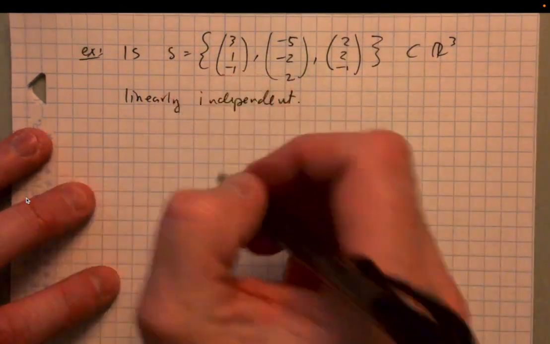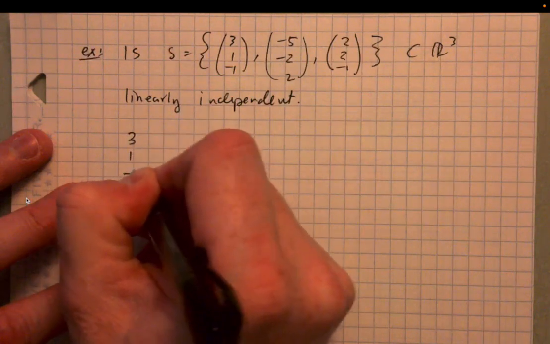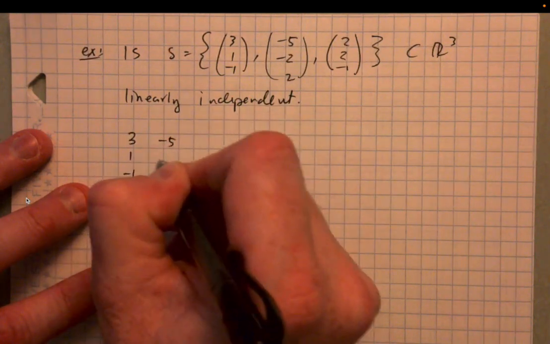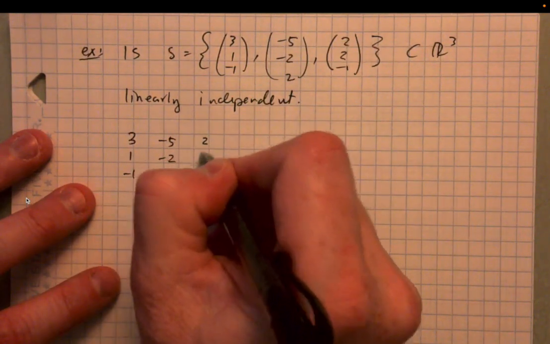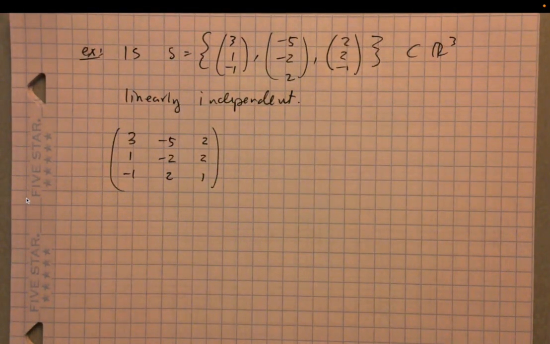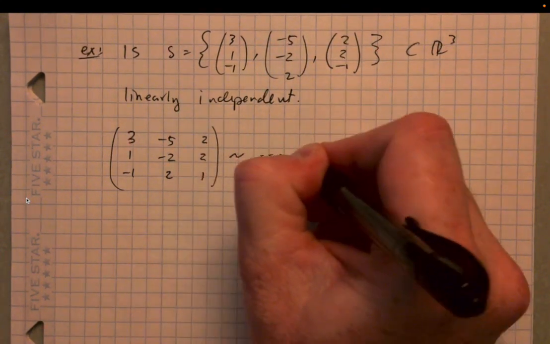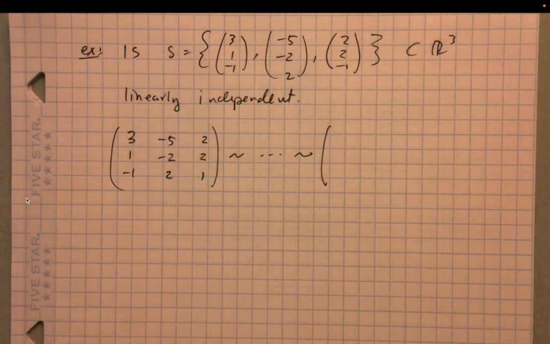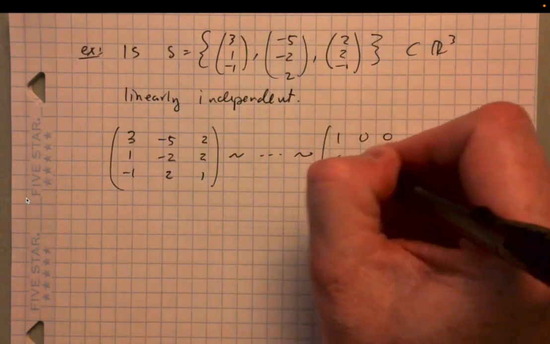So let's just plug it into a matrix. So 3, 1, -1, -5, -2, 2, 2, 2, 1. Right? You don't need the zero portion of the augmented matrix. You just need what amounts to the coefficient matrix. Row reduce this, and when you do, you get the 3 by 3 identity matrix.